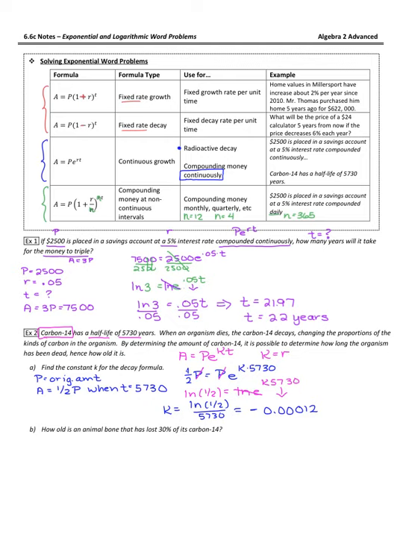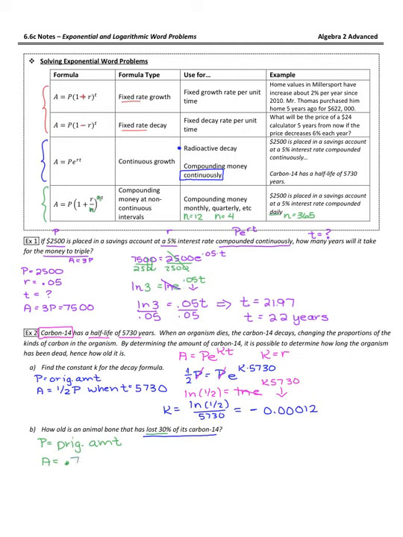Now, if what you saw in your calculator was like e to the -4, that just means you have to move your decimal 4 places to the left to make your number smaller. Now, how old is an animal bone that has lost 30% of its carbon-14? How would we set this up? Well, P we know is your original amount. That's not going to change. We don't know what it is. A, since we lost 30%, that means we still have 70%.